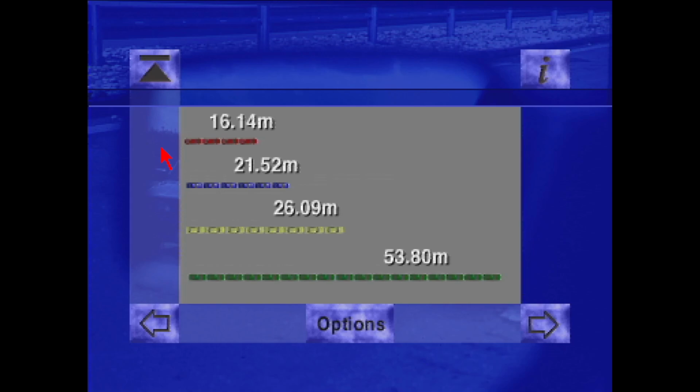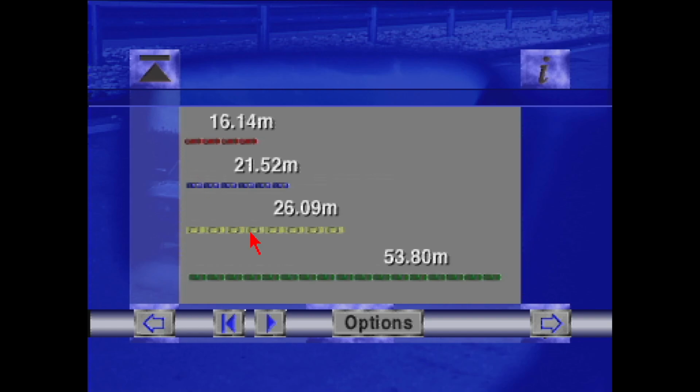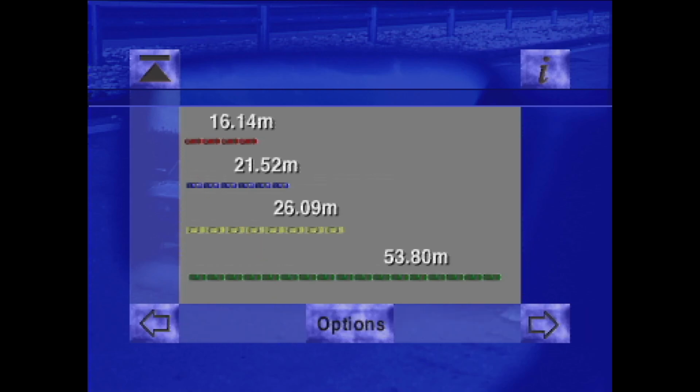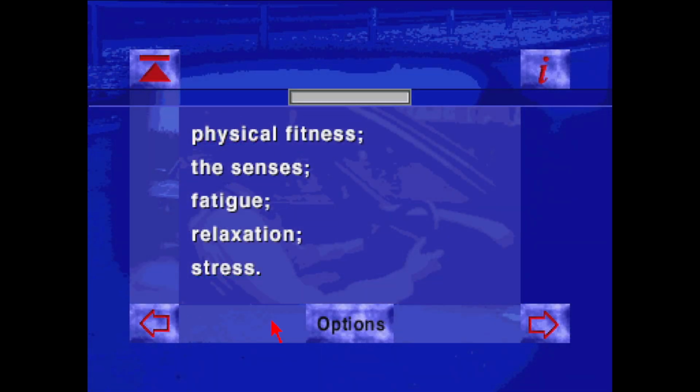Of course, it's not just the speed of your thinking that's affected, but also the clarity. Move on to explore various aspects of driving fitness. Click on any aspect of driving fitness.